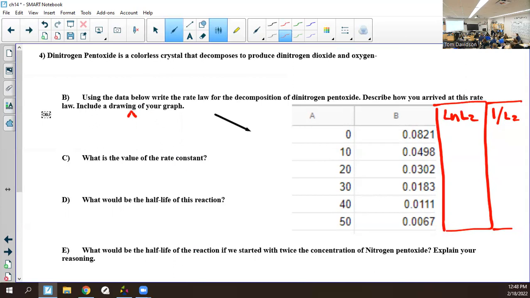So this is the linear one, correct? Which means it's what order? It's first order. You okay with that? The value of the rate constant then, you go to stat calc 4 and hit enter a bunch of times, and you'll get a negative value and make that a positive. Does anyone have that number?